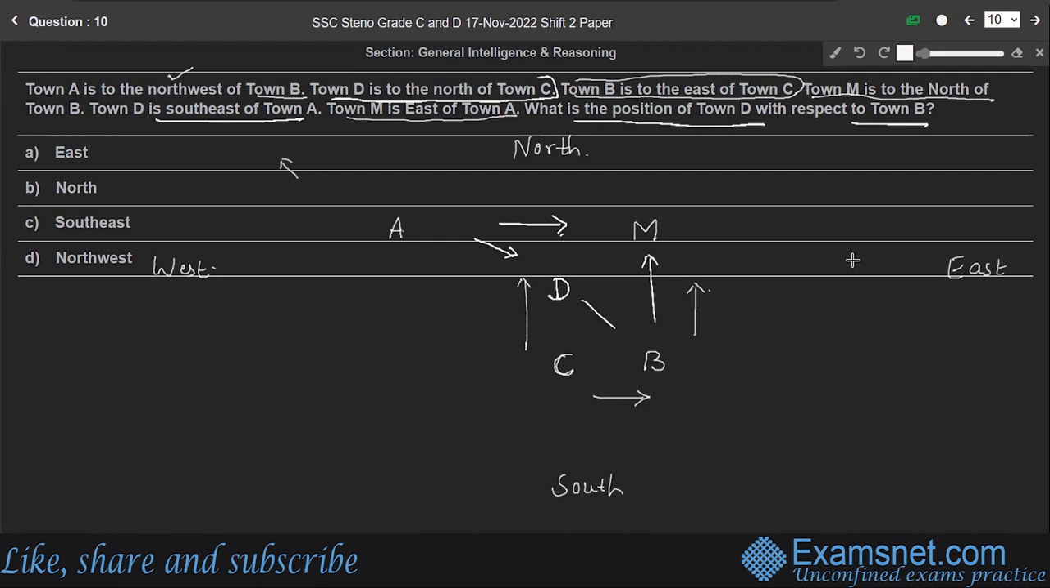So, position of town D, which I am showing now, right, with respect to town B is to the northwest, right, northwest direction, right? So, this direction is northwest direction. So, town D is to the northwest of town B. Option D is the right answer.